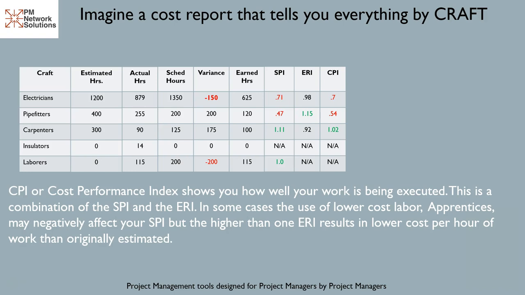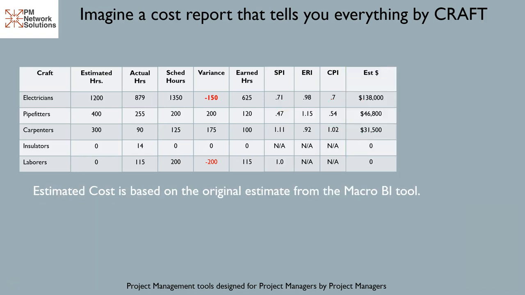CPI, or Cost Performance Index, shows you how well your work is being executed. This is a combination of the SPI and the ERI. In some cases, the use of lower cost labor, apprentices, may negatively affect your SPI, but the higher than 1 ERI results in lower cost per hour of work than originally estimated. Estimated cost is based on the original estimate from the MicroBI tool.